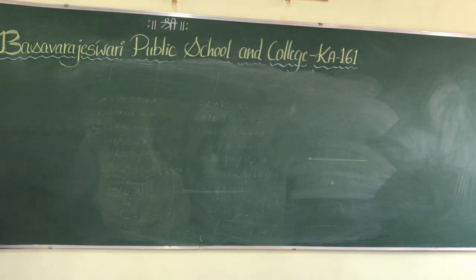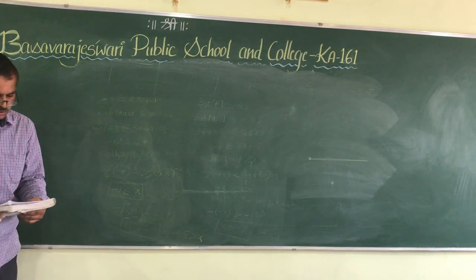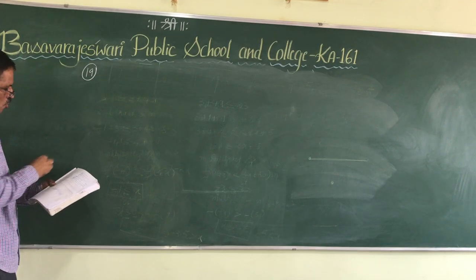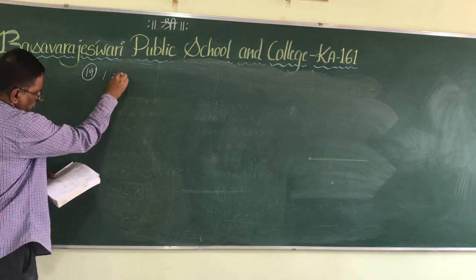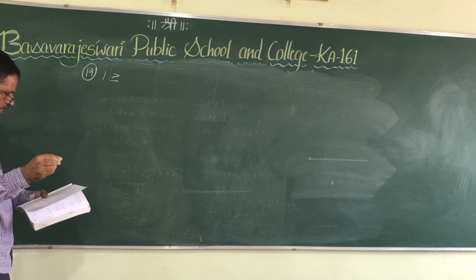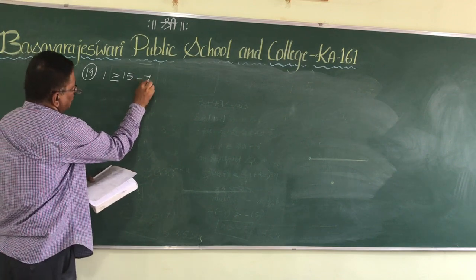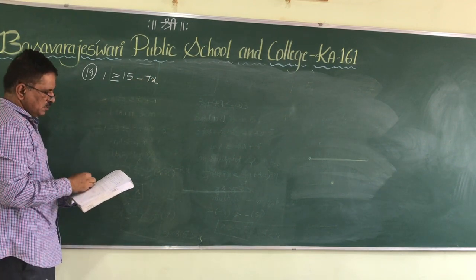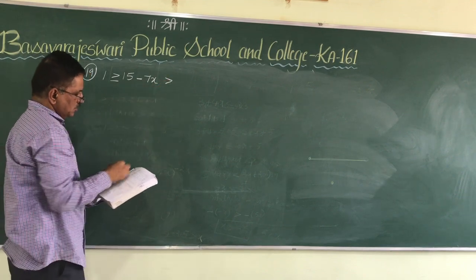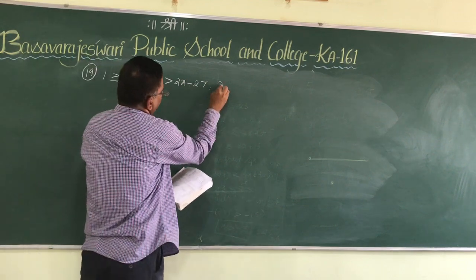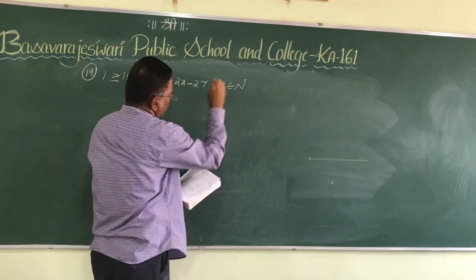Yes, after the 15th question, we will take a 19th question. The 19th question is about natural numbers. The question is: 1 is greater than or equal to 15 minus 7x, which is greater than 2x minus 27, where x belongs to N, that is the natural numbers.